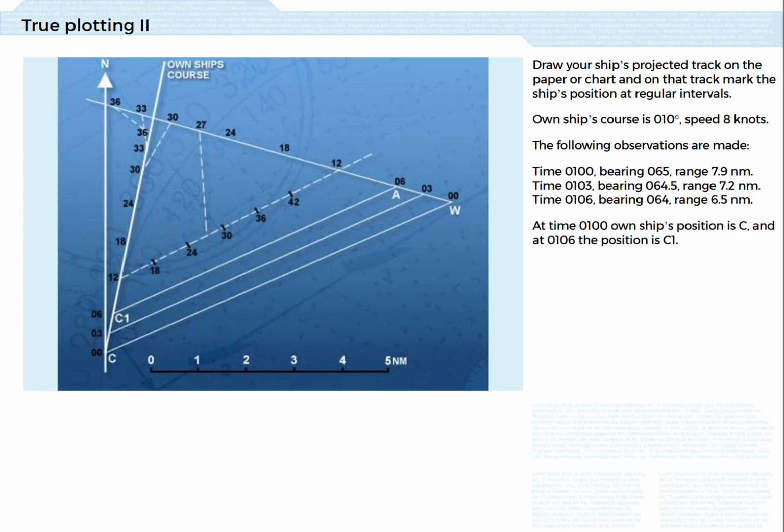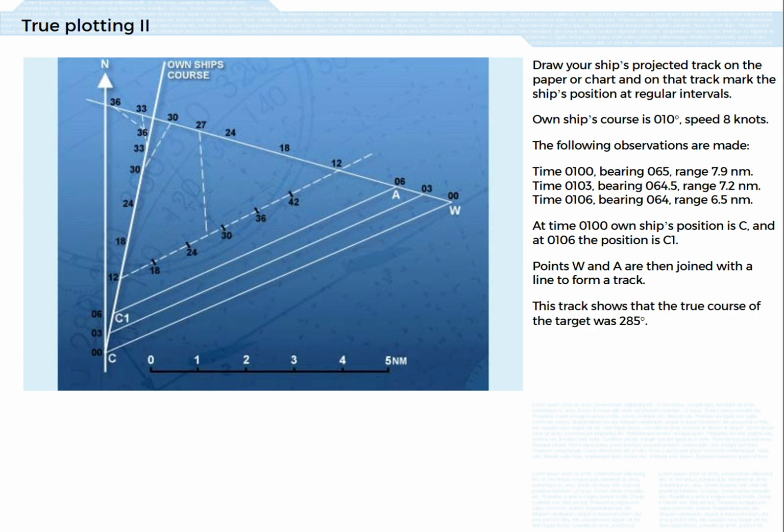At time 1 hour, own ship's position is C, and at time 1 hour 6 minutes, the position is C1. Points W and A are then joined with a line to form a track. This track shows that the true course of the target was 285 degrees. The distance the target travelled in 6 minutes was 1.2 nautical miles, making its true speed 12 knots.